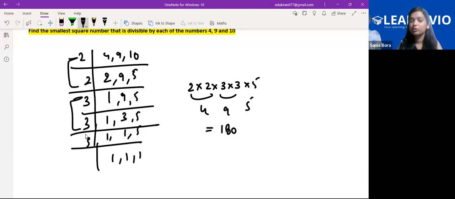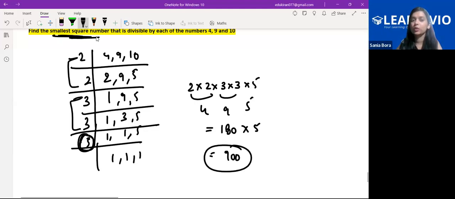Clear? Now this 5 doesn't have a pair. So you will multiply this with 5. Clear? Yes, ma'am. Once you multiply this with 5, you get 900. So this is the smallest square number.